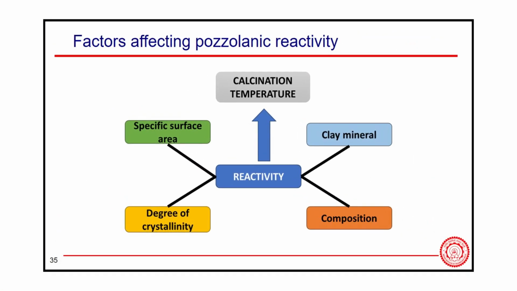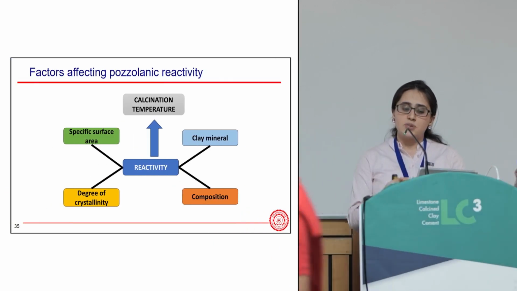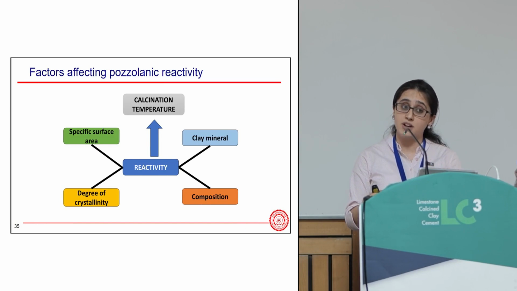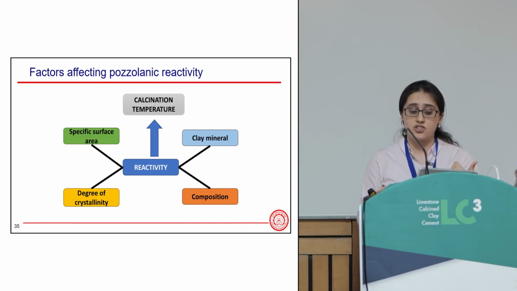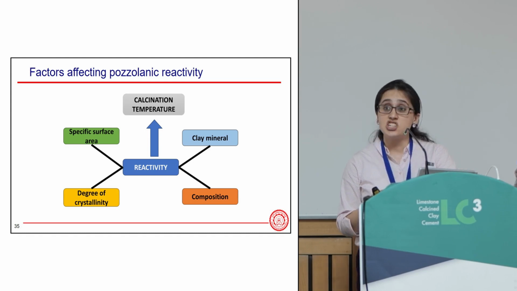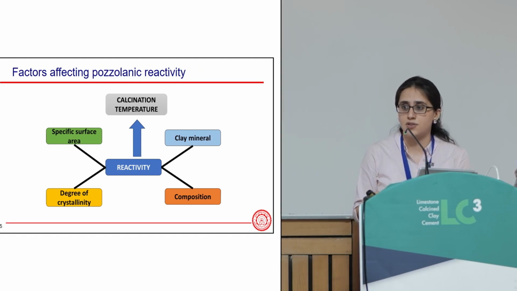Then coming to the final topic, that's what are the factors which affect the pozzolanic reactivity. The main factors that we can say are the calcination temperature, the clay mineral, what other minerals are present, the degree of crystallinity, and the specific surface area. Calcination temperature, we have talked too much in this presentation. Now let's talk about other clay minerals.